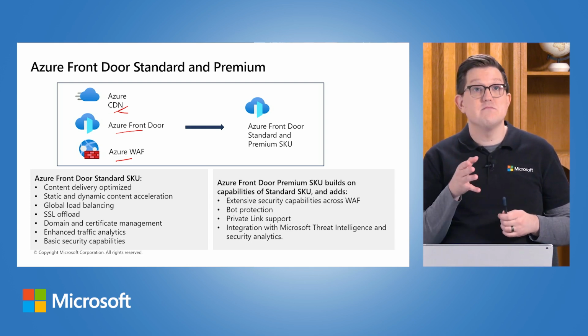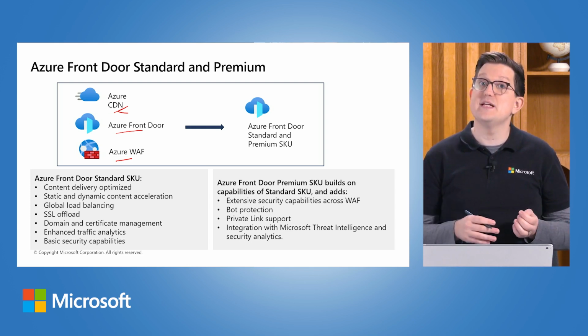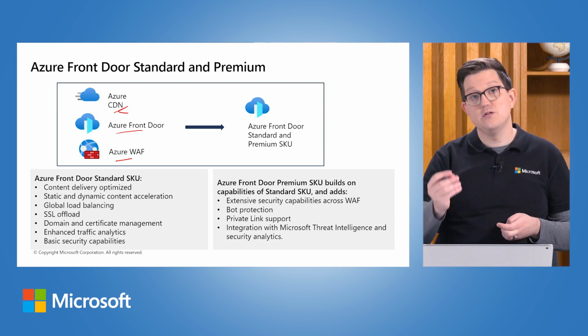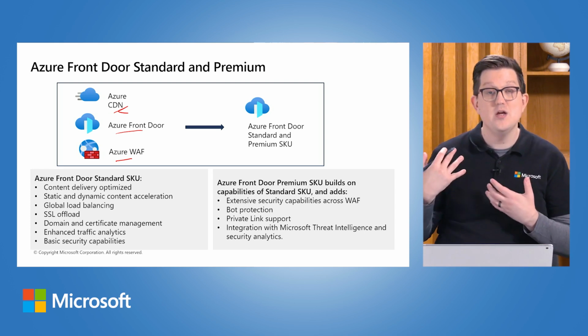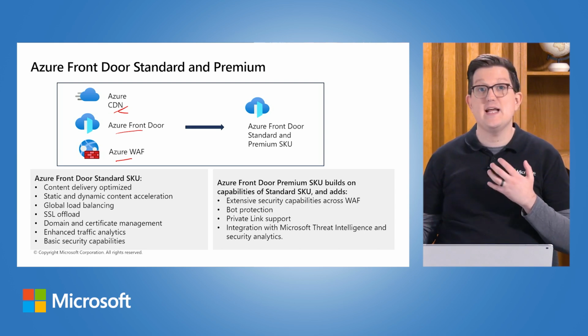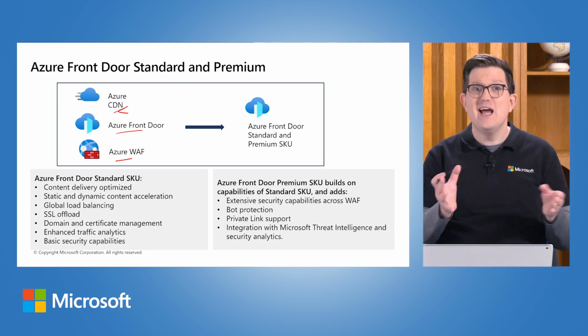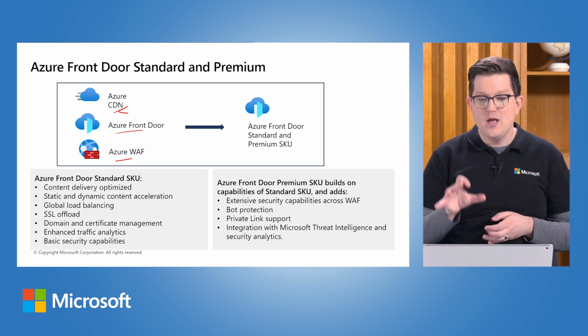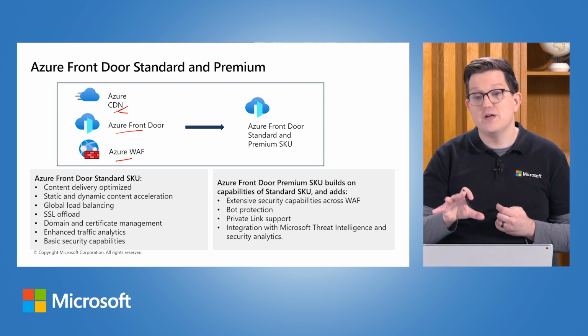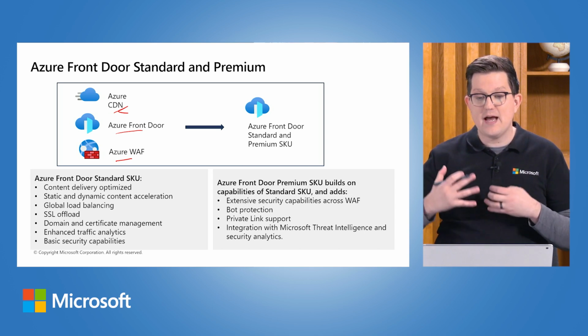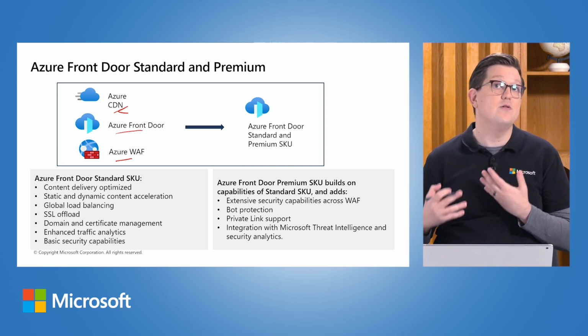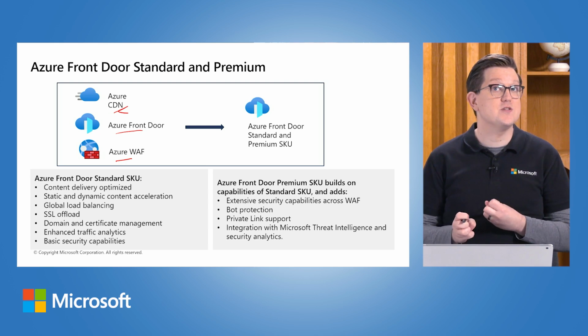For many clients, the standard SKU is all that's needed. We have the ability to do content delivery optimization in the form of that CDN. You still get the global load balancing and SSL offloading capabilities. It's most of what you need there. The big thing that we get with Front Door is the integration with WAF, the ability to have threat intelligence integrated through, and many more security features.